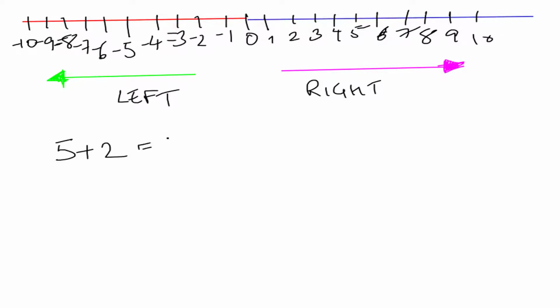5 plus 2 equals 7. Let's do 5 minus 2. Again, you've got 5 here. Go towards the left because you're subtracting. So go 1, 2 places down, you get number 3.